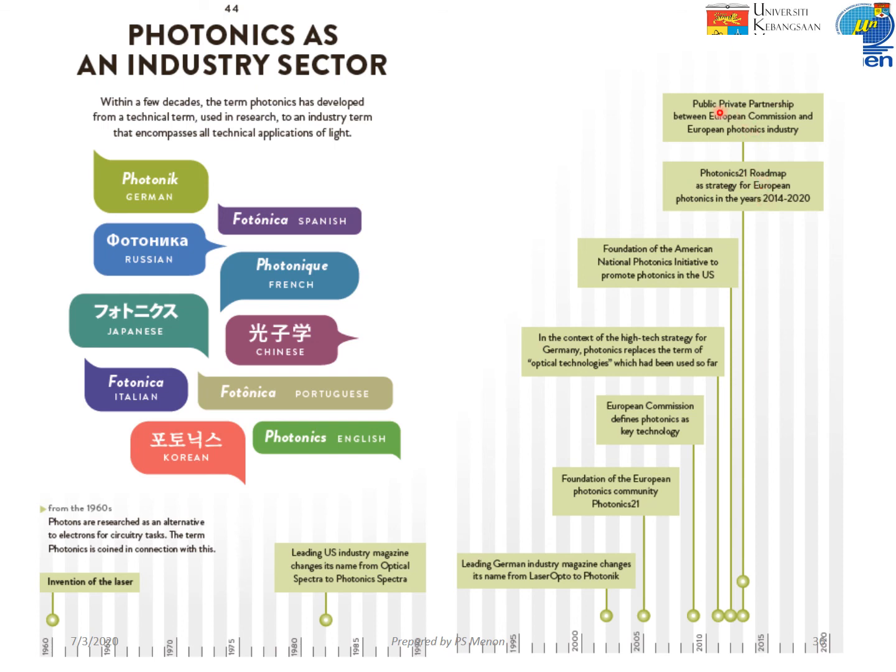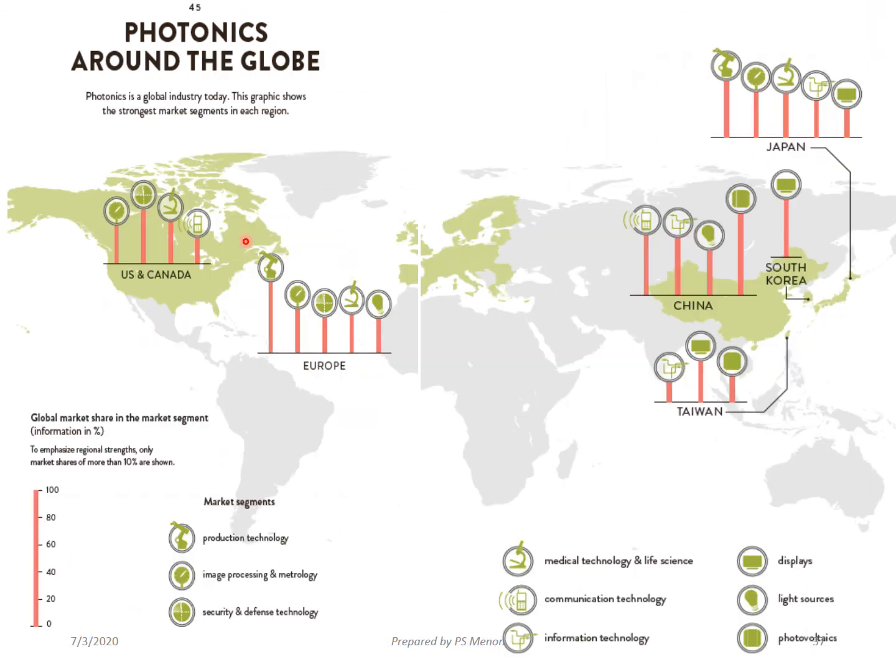We also have a public-private partnership between the European Commission and the European photonics industry. Photonics around the globe: US and Canada, Europe, Taiwan, China, South Korea, and also Japan. And you can see the market segments in all the different types of areas. We've also covered this earlier.